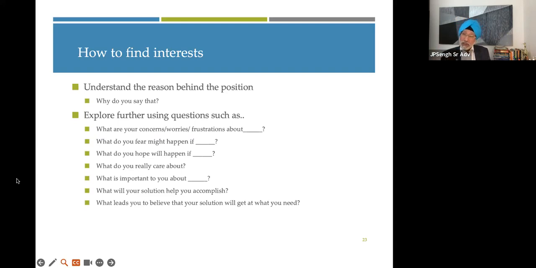Now, further clarificatory questions, the funnel approach. Explore further using questions such as, after you have that one answer, unlayering of the onion: What are your concerns, worries, frustrations about that? What do you fear might happen if that happens? If that is given or not given to you? What do you hope will happen if you get that?